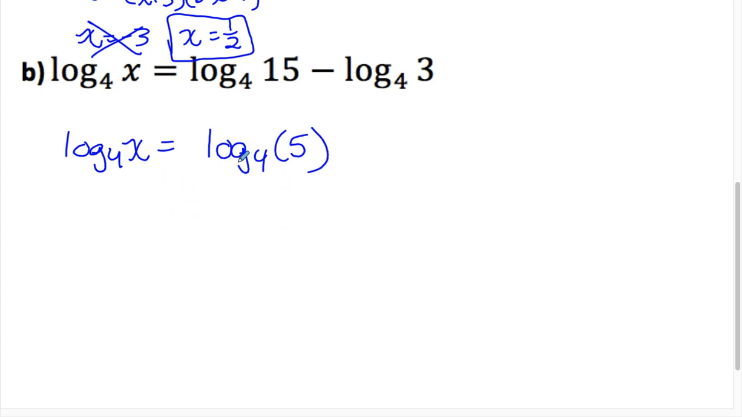So what I have now is a log base 4 equal to another log base 4. So just like when we had two powers with the same base equal to each other, we could just write the exponents equal to each other. When we have two logs with the same base equal to each other, we can just write the arguments equal to each other. So logically, the only thing that would make these two sides of the equation equal is if this x was a 5. So x equals 5. That one's done.